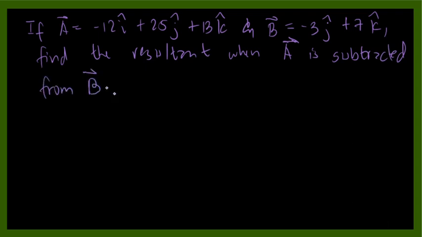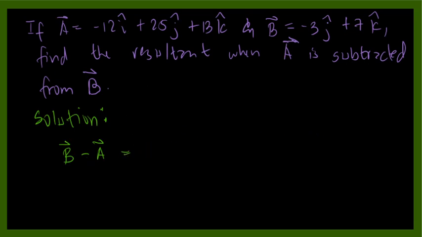from vector B. So vector A is negative 12 i hat plus 25 j hat plus 13 k hat, and vector B is equal to negative 3 j hat plus 7 k hat. We need to find the resultant when vector A is subtracted from vector B. Okay, so we have our solution. A is subtracted from B, so we have vector B minus vector A. Because of the term from, we need to subtract vector A from B, so it becomes vector B minus vector A.